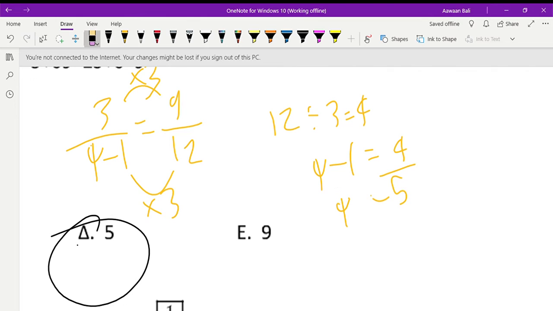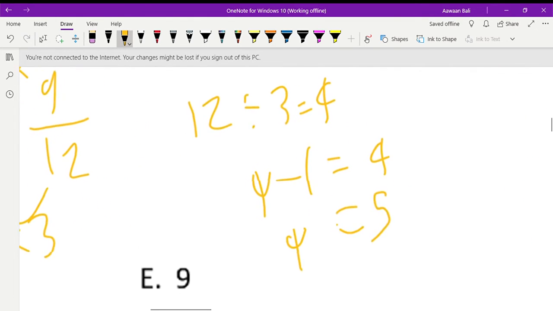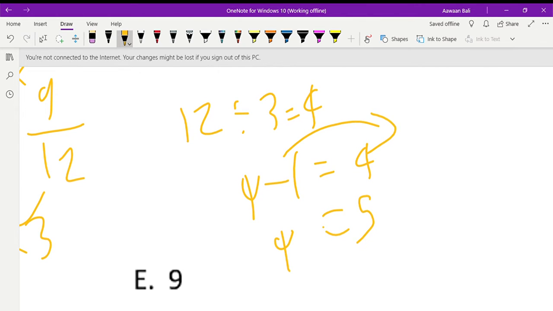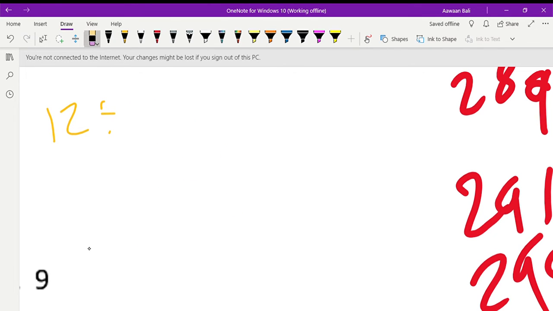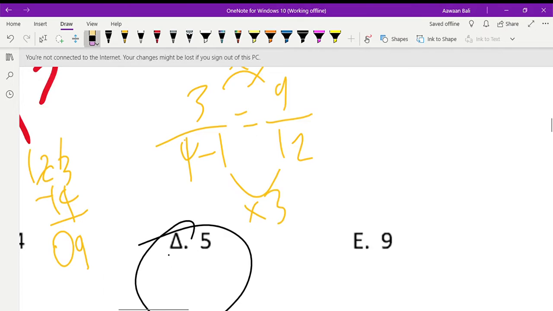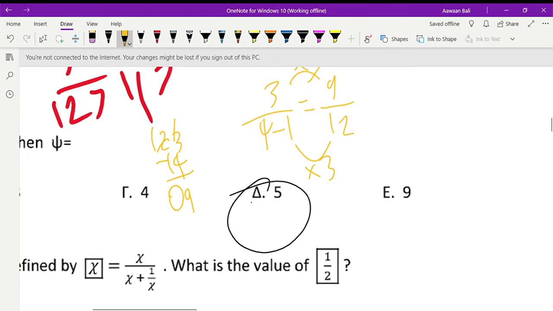So again, psi plus 5. Some people think of this as taking it to the other side. Like if we take the minus 1 to the other side, you take the sign with it always. So the sign will inverse, so it becomes addition, and 4 plus 1, 5. Easy, right? Okay. So therefore the answer is 5, and your answer would be delta.